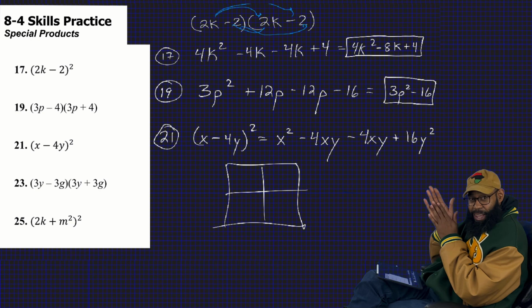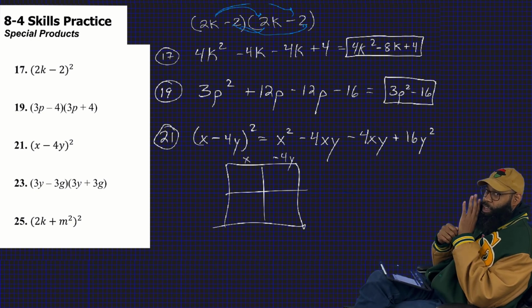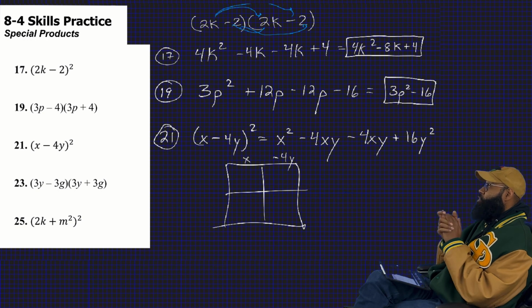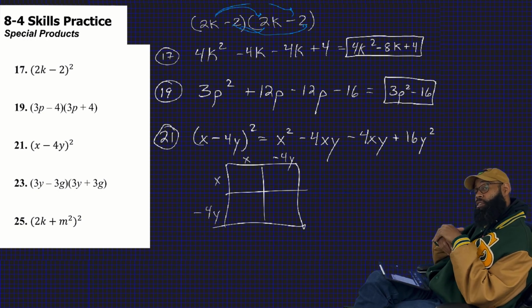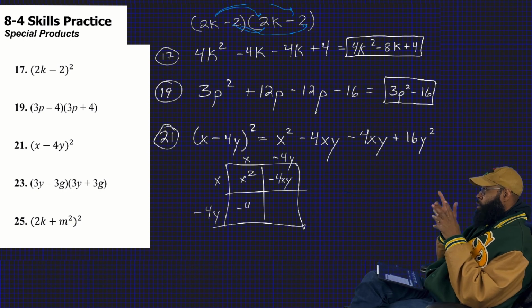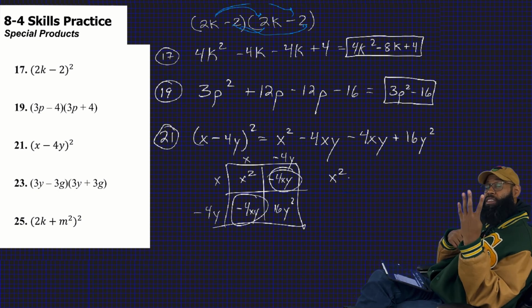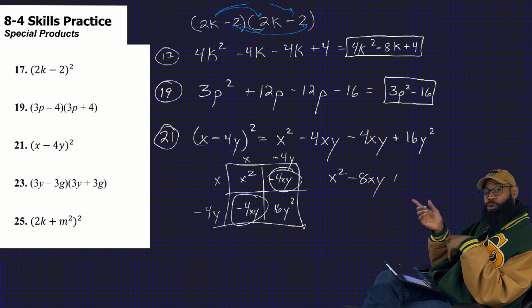Ooh, we got the box. So the good thing now, guys, is maybe I should have done that with 19, huh? But the box is going to verify that what I did in my head is going to be correct. The graphic organizer, right? So first square, x squared. Second square, negative 4xy. Third one, negative 4xy. And the last one, 16y squared. So yeah, all 4 of my terms that I did without the box were correct.